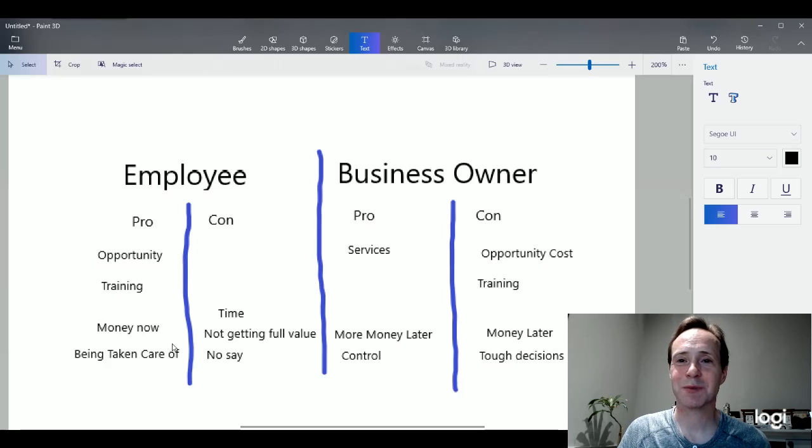So I hope this has been beneficial. I hope this gives you a little bit more insight into how business works and in terms of how businesses make that decision about even hiring that employee.